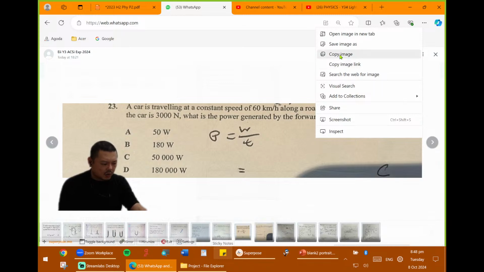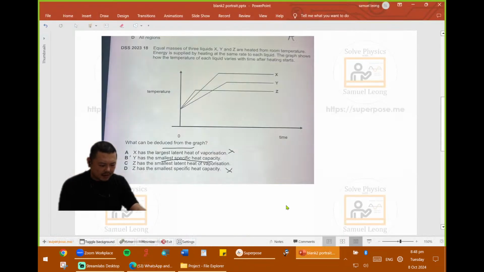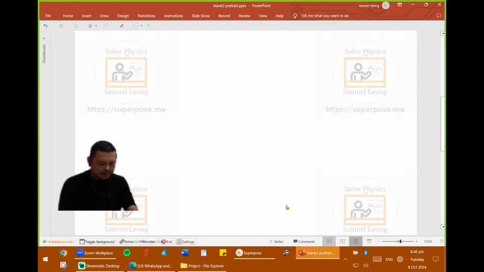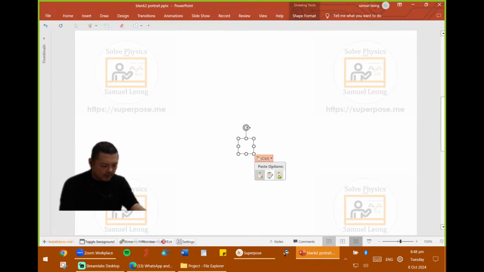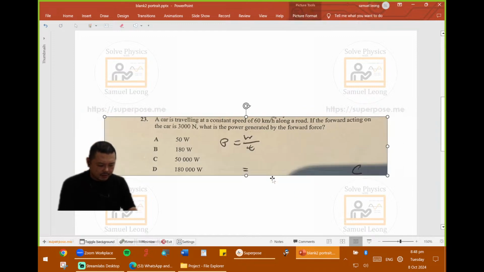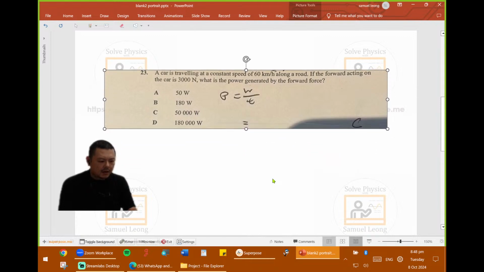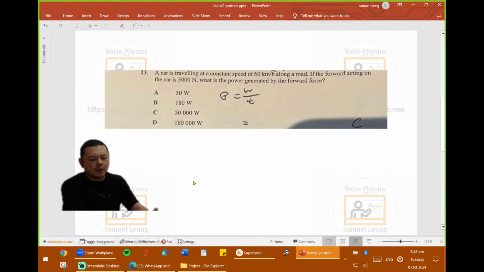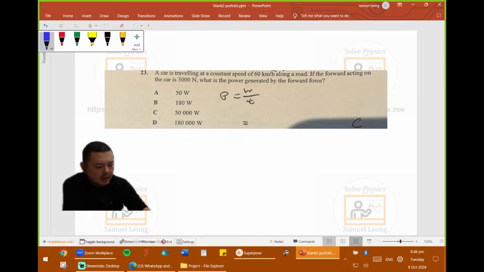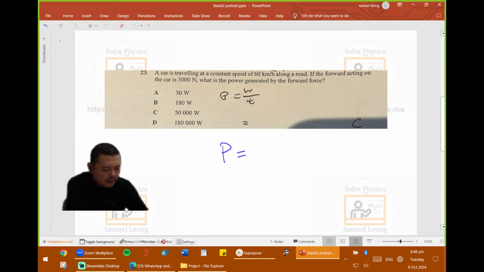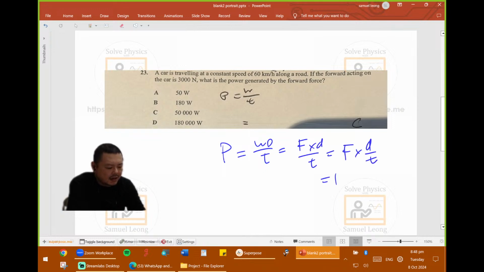This one is an old school question. You should try to understand this one. This is work, energy, power. We have to calculate the power generated by the forward force. You have to remember that you did write it down, work done over time, but I think you forgot that we are supposed to manipulate this into force times distance over time, then force times velocity.